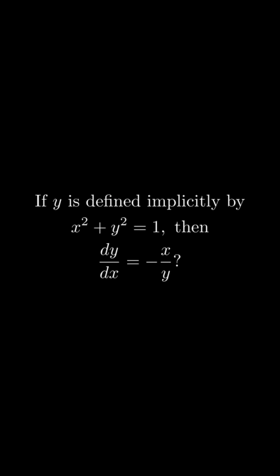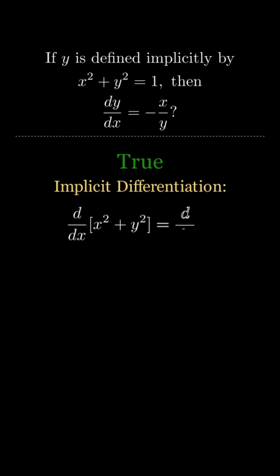Finally, if y is defined implicitly by x squared plus y squared equals 1, is the derivative dy over dx equal to negative x over y? This statement is true. We can verify this by applying implicit differentiation.